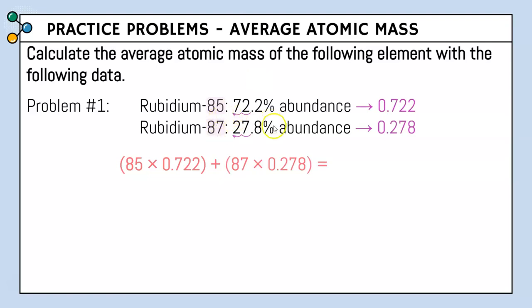That is all of our isotope data, so we're going to put that in parentheses, close it off, and plug it into our calculator. And when we do so, we get 85.556. The unit for average atomic mass is always going to be AMU. So whenever you're solving for average atomic mass, make sure that's your unit in your answer.